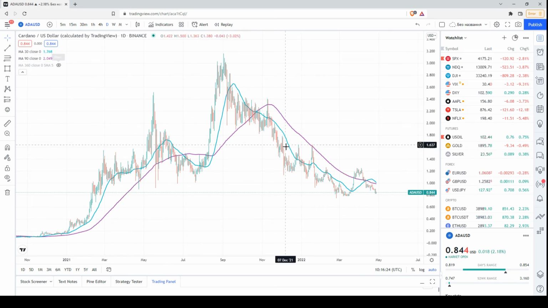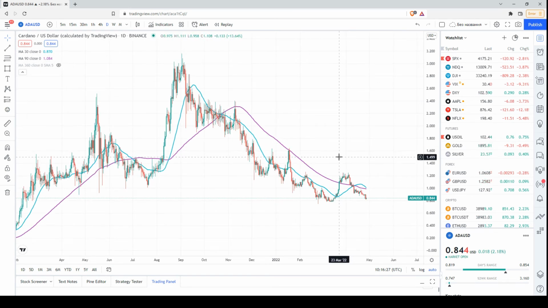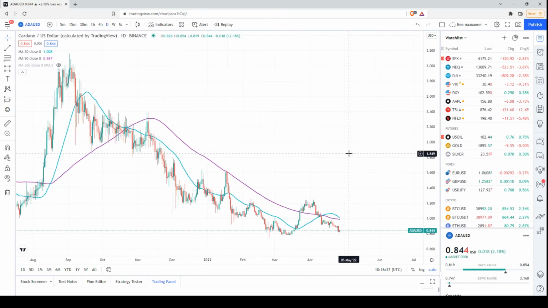If we add the 90-day moving average, we have something similar. This moving average is heading downwards. The price has been below this moving average since the middle of October, so we have another bearish signal.